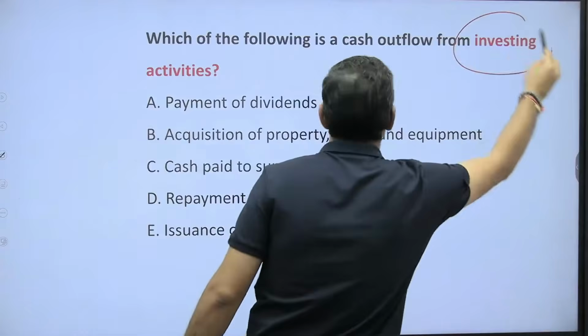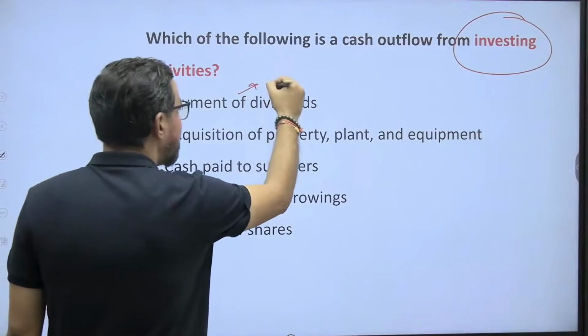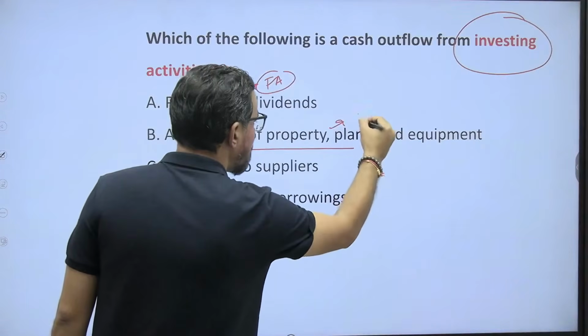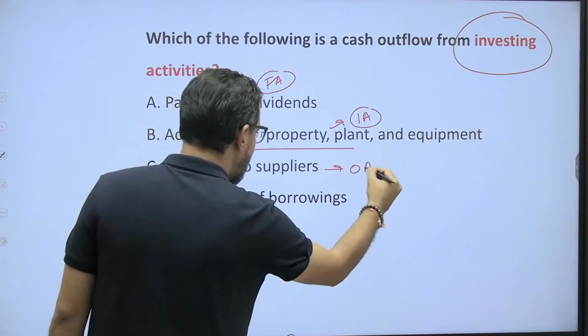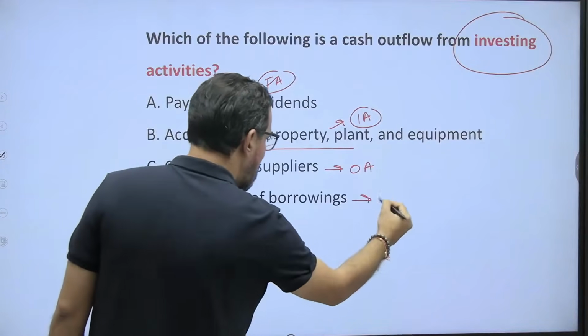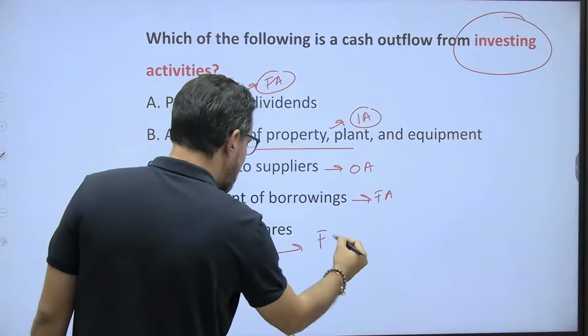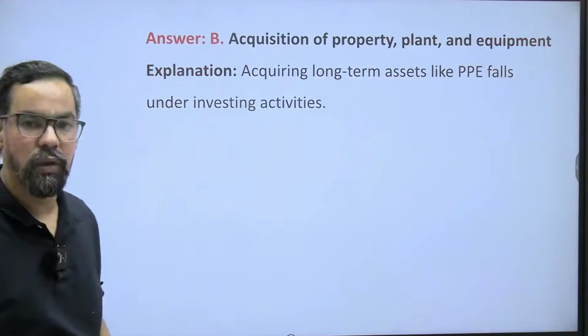Payment of dividends, financing activity. Acquisition of property, plants, equipments, investing activity. Cash paid to suppliers, operating activity. Repayment of borrowings, financing activity. Issuance of shares, financing activity, right? So what will be your correct answer? B will be right answer for this particular one.